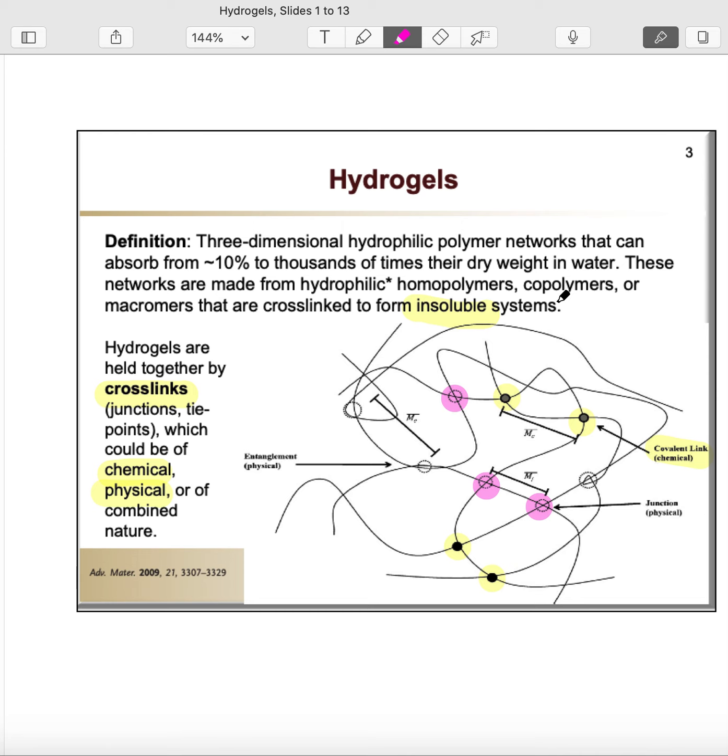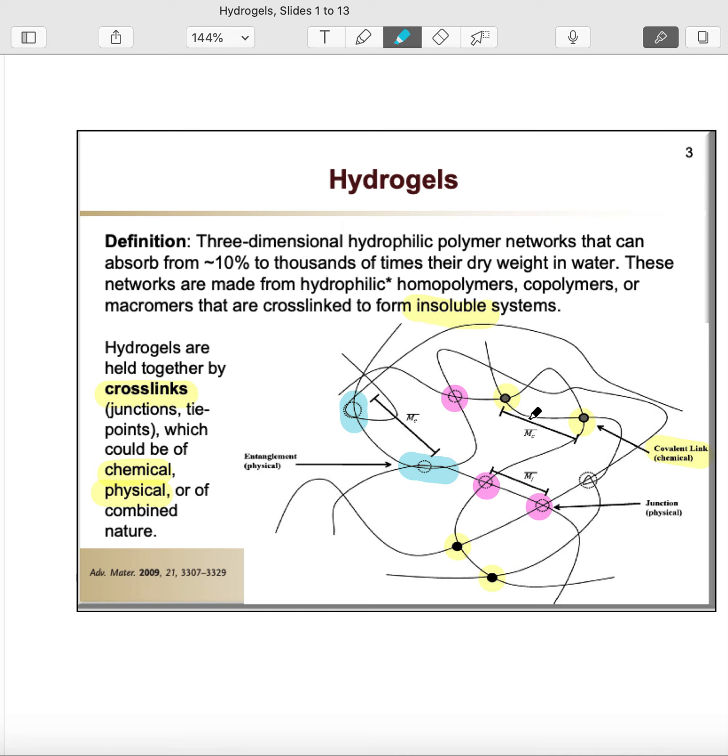And in addition to that, we can also have physical entanglement between chains, for example here, and loops that might actually also act as crosslinks, because just like when you have a knot, that knot will prevent the individual chains from drifting apart.